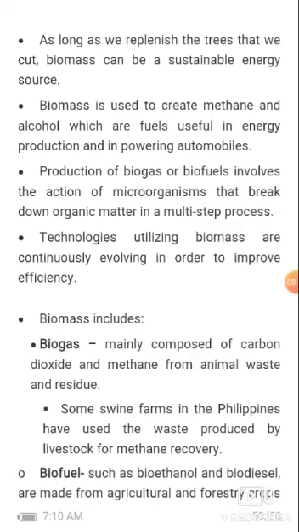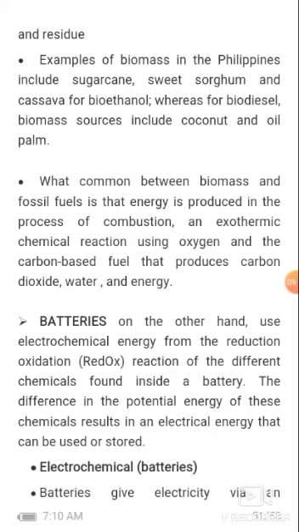So, biogas is mainly composed of carbon dioxide and methane from animal waste and residue, while biofuel, such as bioethanol and biodiesel, are made from agricultural and forestry crops. So, biogas is from animal waste and residue, while biofuel is from agricultural and forestry crop residue. So, we have the examples of biomass in the Philippines. It includes sugarcane, sweet sorghum, and cassava for bioethanol. Whereas for biodiesel, biomass sources include coconut and palm oil or oil palm.